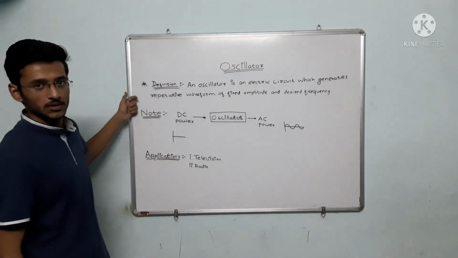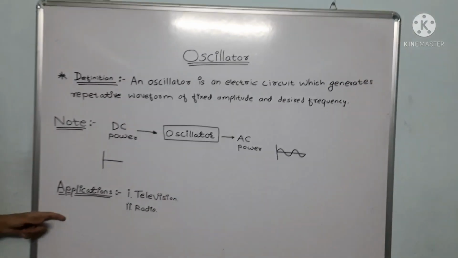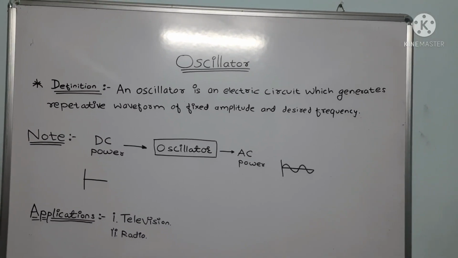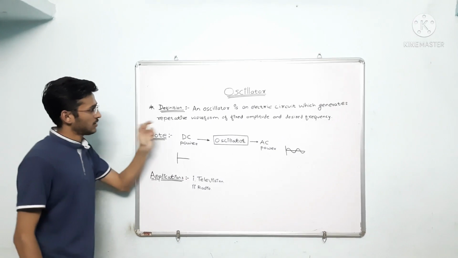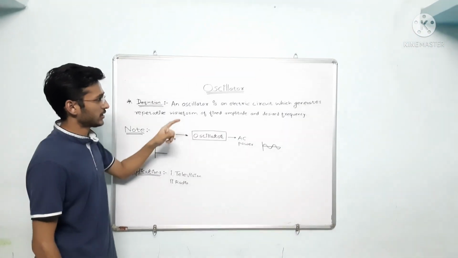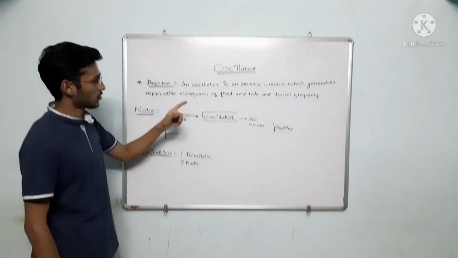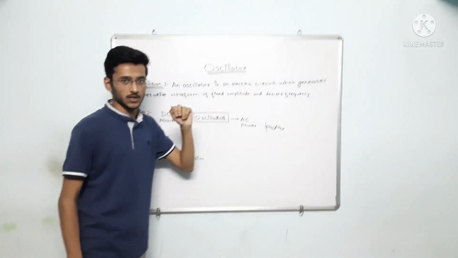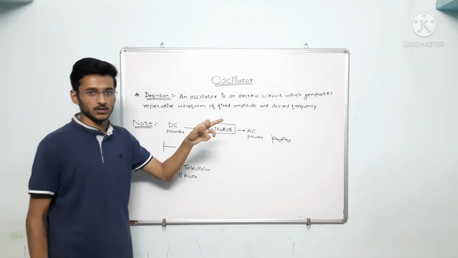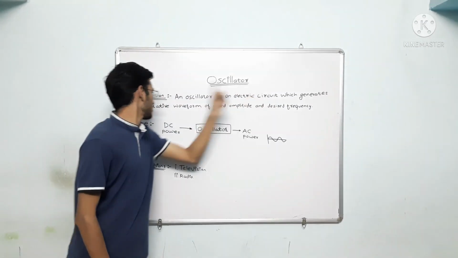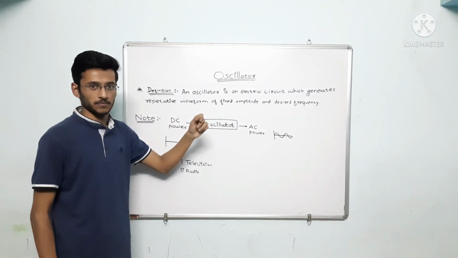As you can see on the board, I have written the definition, points to be noted, and the applications of the oscillator. Let's first see the definition of an oscillator. An oscillator is an electric circuit which generates a repetitive waveform of fixed amplitude and desired frequency. Let me repeat it once again: an oscillator is an electrical circuit which generates a repetitive waveform of fixed amplitude and desired frequency.